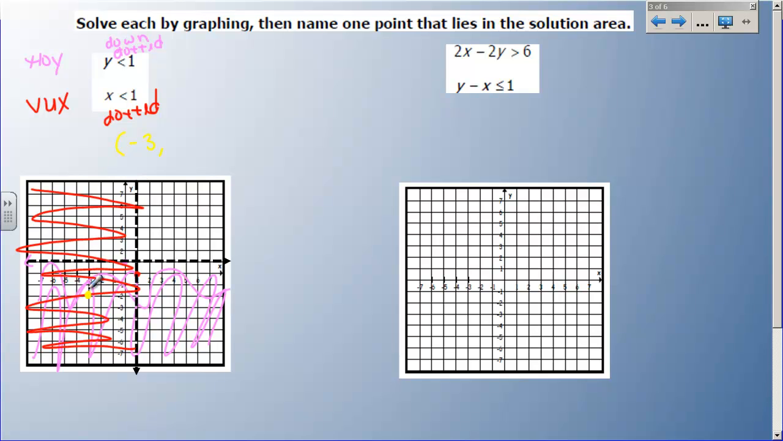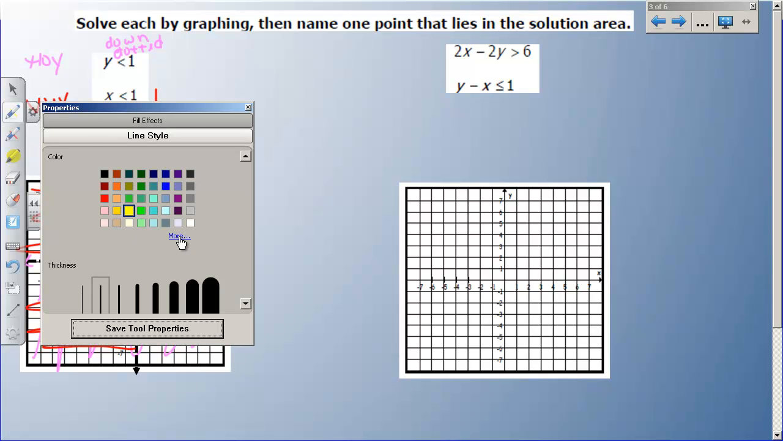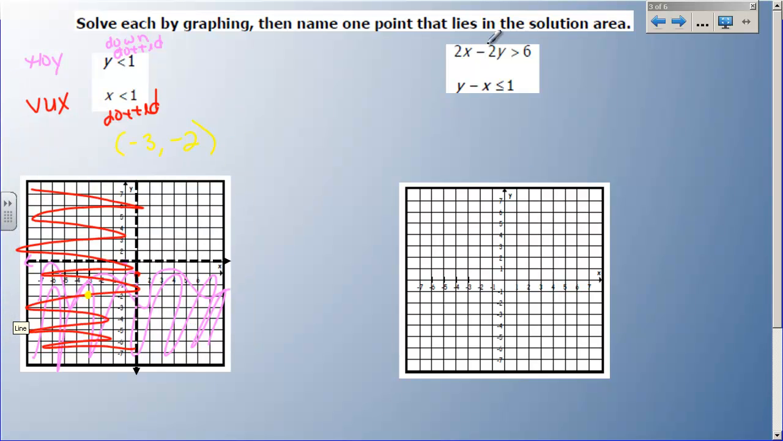And -1, 2. Sorry, -1, 2. So it's at -3, -2. That point is in my overlapping shaded region, so that is going to be one of my solutions. So let's do another one.